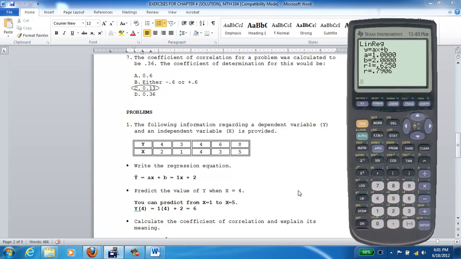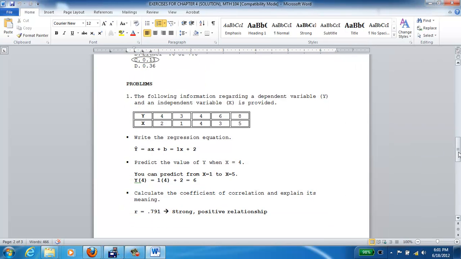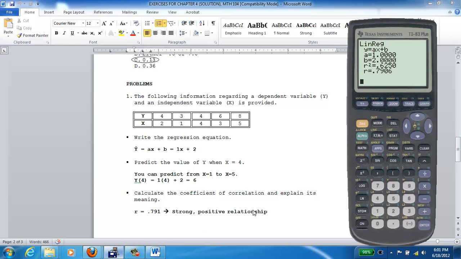Predict the value of y when x is equal to 4. You can predict from 1 to 5. So you substitute x by 4. So in this case your y will be equal to 6. And then, as you can see, the third question is the coefficient of correlation. And from the graphing calculator we have the R, it's 0.7906, 0.791. That indicates kind of strong, not very strong, positive relationship between the two variables.